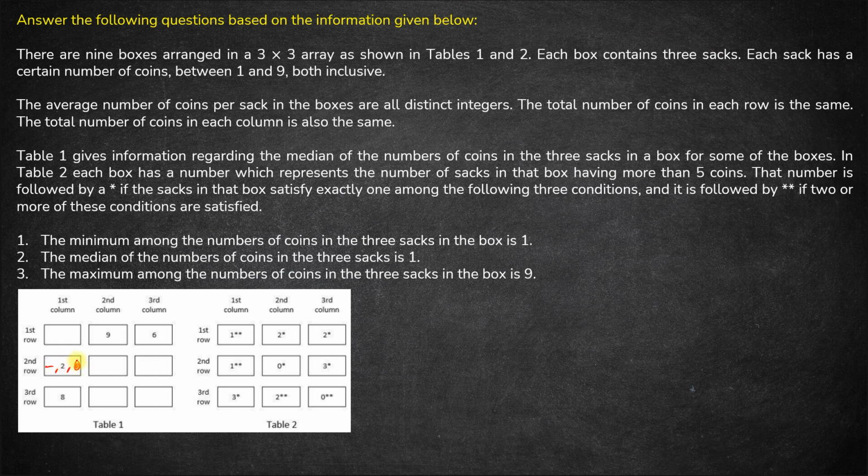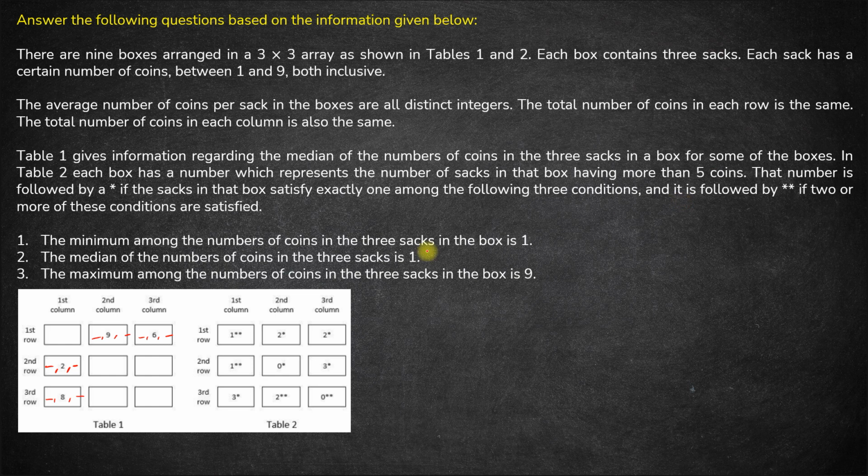Out of the 3 sacks, once you arrange the 3 sacks in this box in increasing order, the middle sack will have 2 coins. Again here the middle sack will have 8 coins. Here the middle sack will have 9 coins, and here the middle sack will have 6 coins. So we know the median for only these 4 boxes, not the other 5 boxes.